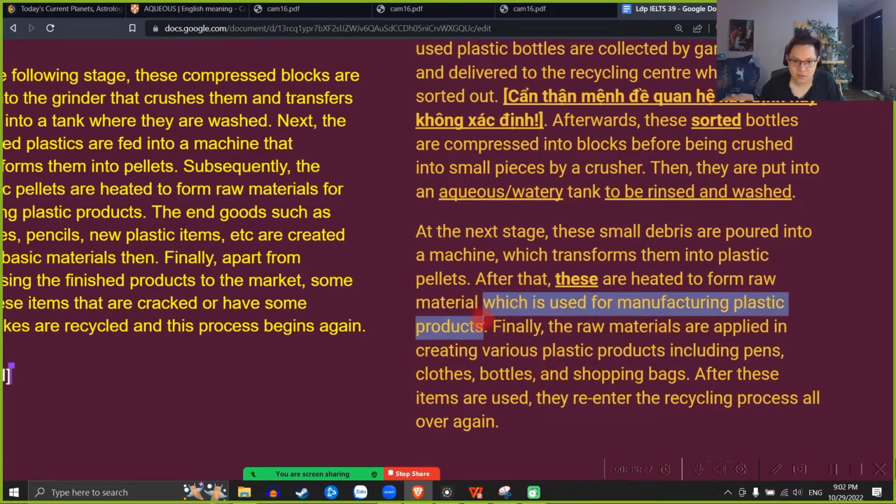Because this one, which is used for manufacturing plastic products, provides information about the word raw material right in front of it. So you must use a definite relative clause without a comma, không có dấu phẩy. Tôi dùng mệnh đề quan hệ xác định ở đây. Okay.